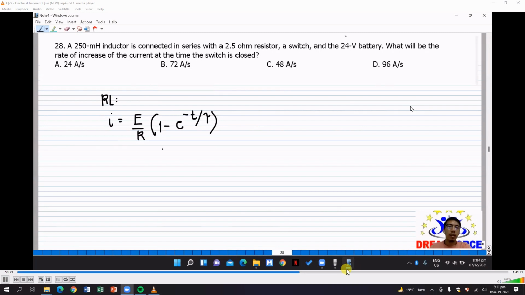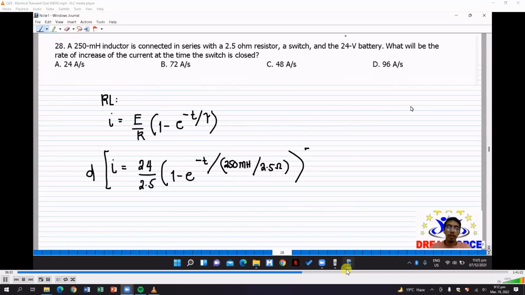So gagawin lang natin, i-derive natin to. Pero before that, i-substitute na natin yung mga values. So E, that is E over R, we have 24 over 2.5 multiplied by 1 minus E raised to negative T over tau, that is L over R. That is 250 millihenry over the resistance na 2.5 ohm. Okay, then i-derive natin to both sides. Okay, ano yung value ng T natin dito pag dinerive natin?